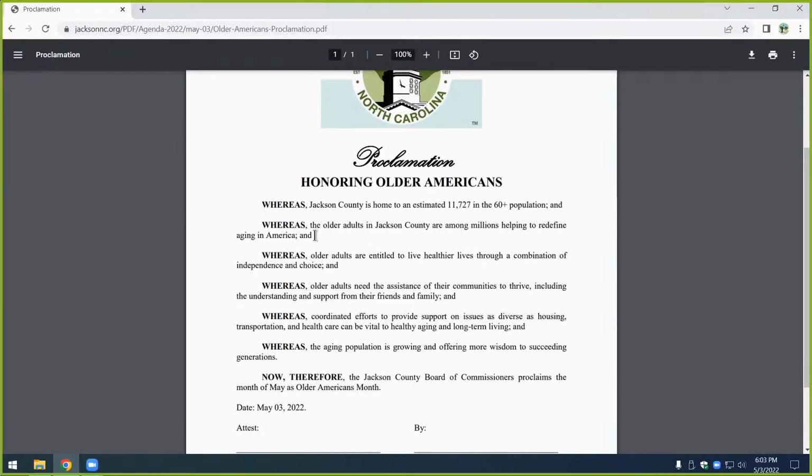And whereas coordinated efforts to provide support on issues as diverse as housing, transportation, and health care can be vital to healthy aging and long-term living. And whereas the aging population is growing and offers more wisdom to succeeding generations. Now, therefore, the Jackson County Board of Commissioners proclaims the month of May as Older American Month. Date, May 3rd, 2022.